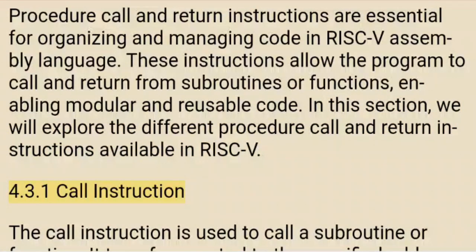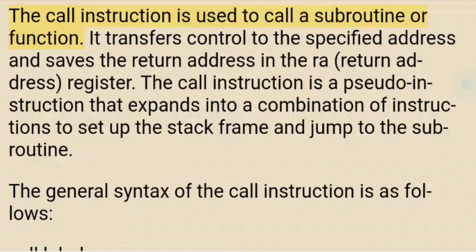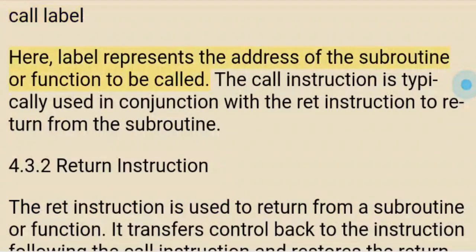4.3.1 Call instruction. The call instruction is used to call a subroutine or function. It transfers control to the specified address and saves the return address in the RA return address register. The call instruction is a pseudo instruction that expands into a combination of instructions to set up the stack frame and jump to the subroutine. The general syntax of the call instruction is as follows. Call label. Here, label represents the address of the subroutine or function to be called. The call instruction is typically used in conjunction with the ret instruction to return from the subroutine.